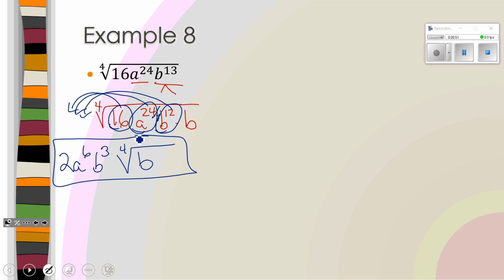The 16 was perfect. He's beautiful. Dropped him down. The a to the 24th. It's perfect. Drop him down. But b to the 13th was not perfect. That's not divisible by 4.